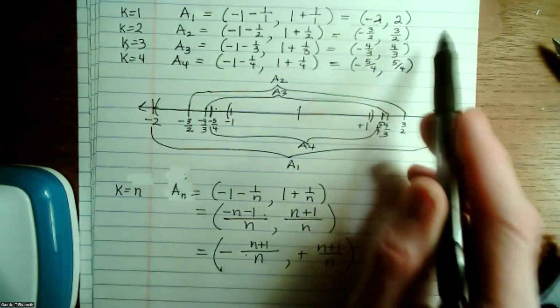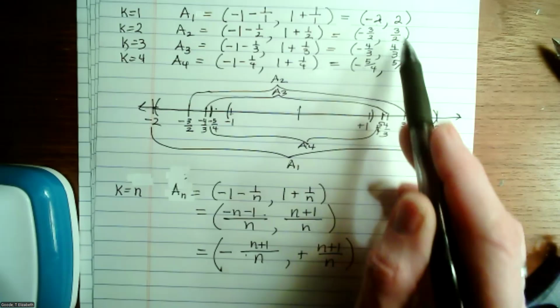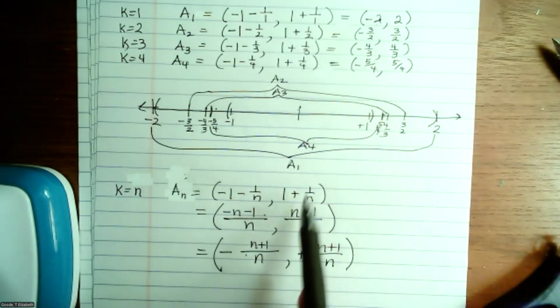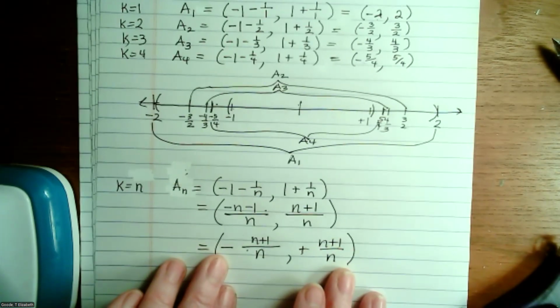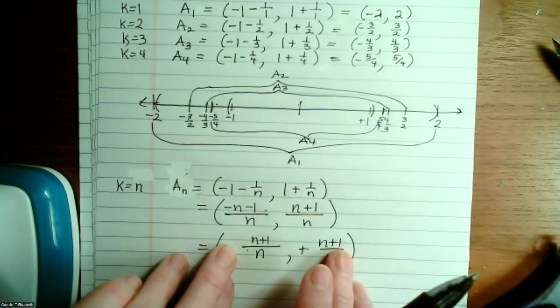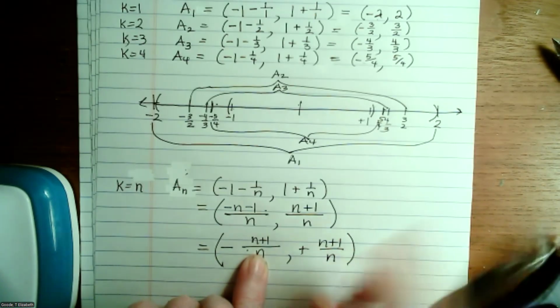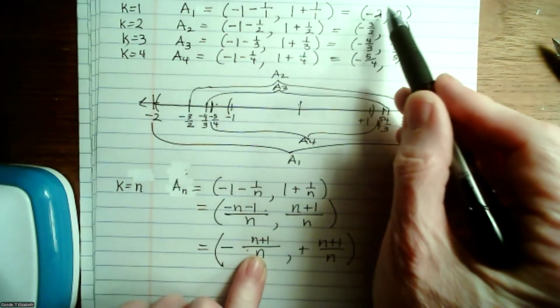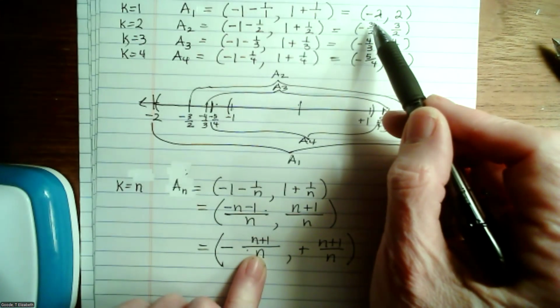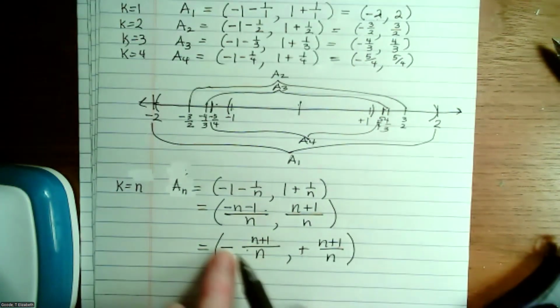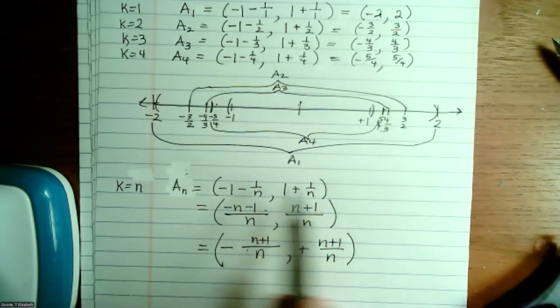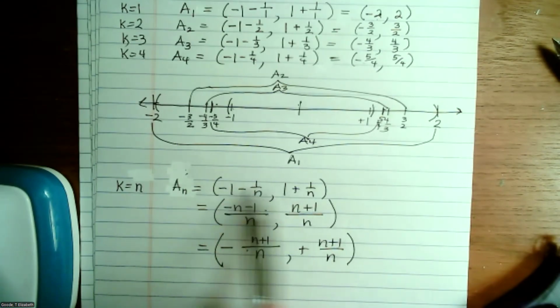Right, the numerator is 1 bigger than the denominator. 3 halves, 4 thirds, 5 fourths, n plus 1 over n. So you see what I mean? You don't have to write it like this, but if you look for the pattern, these become fractions with the numerator being 1 integer larger than the denominator, with a -1 and a +1. But you could just leave it like this.